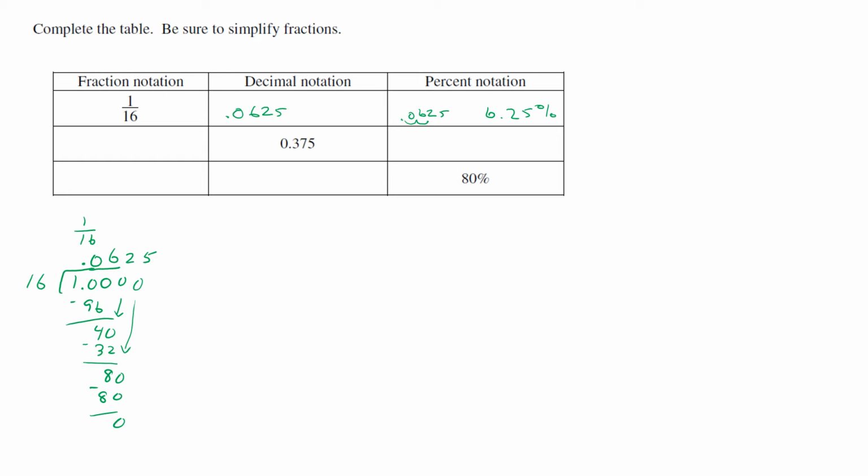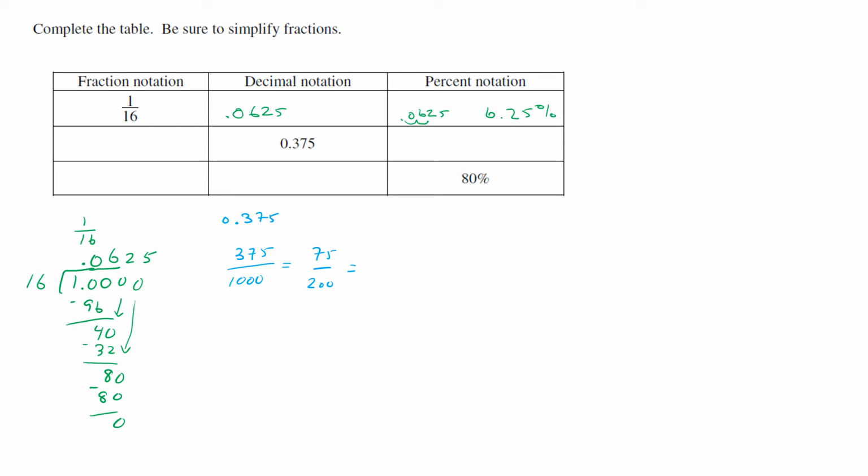All right, next up here, we want to go to fraction notation. So if this is a decimal, we can write this decimal as a fraction. Remember that we would say this as 375 thousandths, right? Because it's one place more, so this is 375 thousandths. And then we'll simplify. So 375 divided by 5 is going to give me 75. 1,000 divided by 5 is going to give me 200.